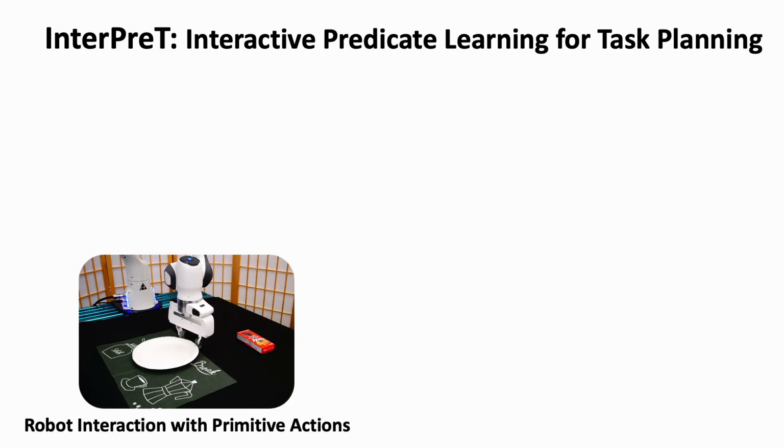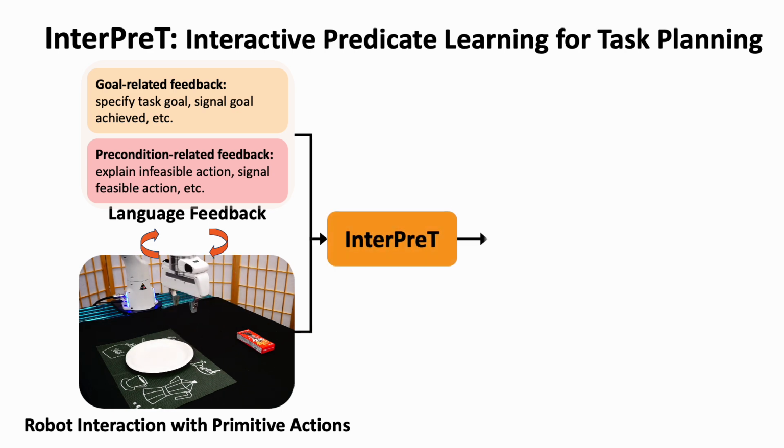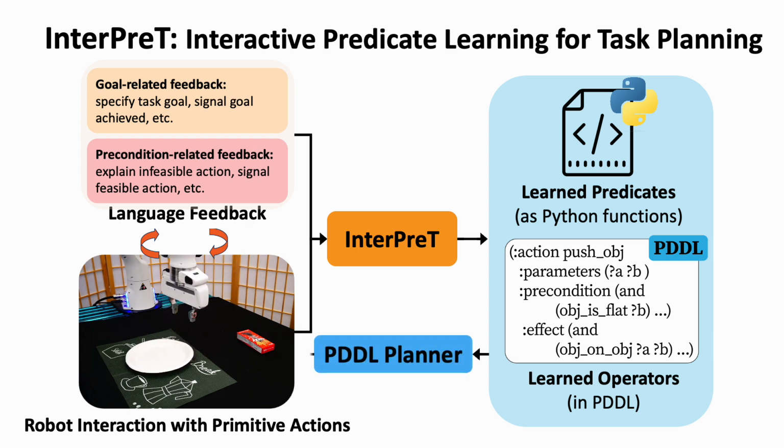As the robot interacts with the environment with primitive actions, we have a non-expert human give language feedback that provides information on task goals and action feasibility. InterPreT learns predicates and operators on the fly, which are then used by a PDDL planner to generate plans for further interaction.